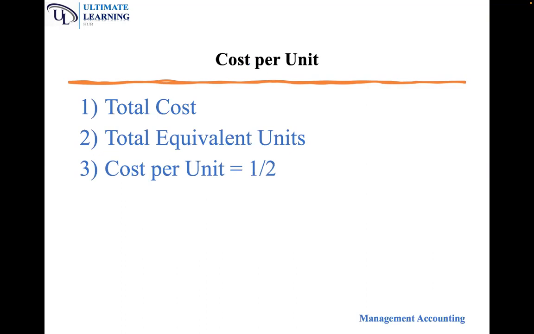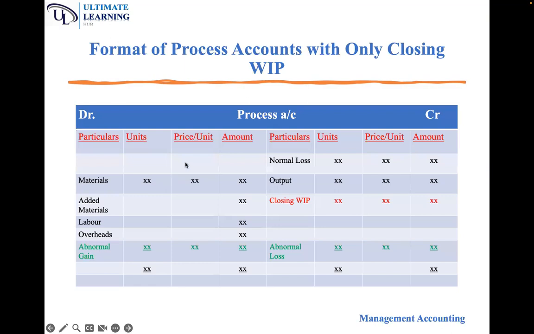Cost per unit is equal to the total cost of the asset divided by total equivalent units. So when you take the total cost over total equivalent units, what you get is cost per unit. How does a process account look like with only closing work in progress?